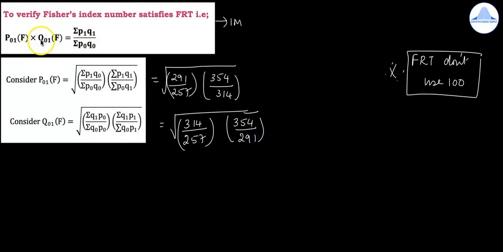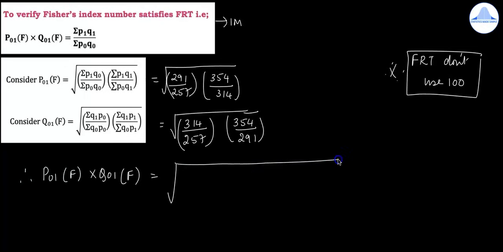Now what is the condition? You should multiply the price index number and the quantity index number of Fisher's. Therefore, P01 of F into Q01 of F is equal to, draw a long square root and write all the 8 totals.